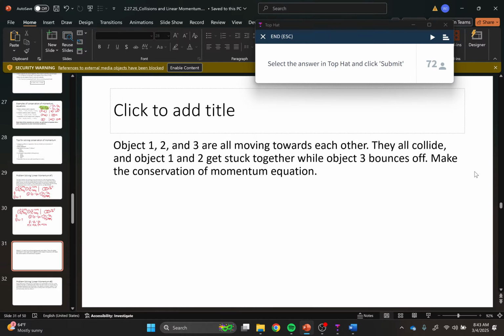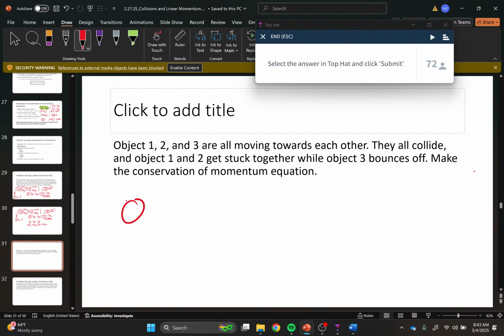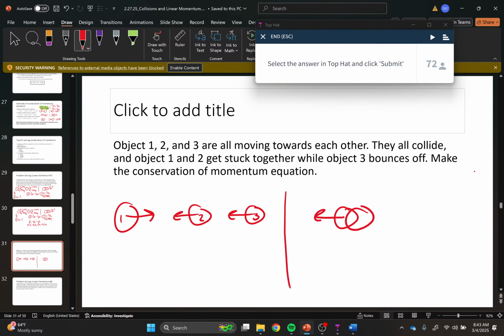All right, I'm very, very pleased to see that you all have these skills. So yeah, you got object 1 coming in hot. Look, I'm going to even be kind, and I'm going to make it all just in the x direction. Otherwise, it'd be vectors. Object 1, object 2, object 3. That's the beginning, and then at the end, great. There's object 1 and object 2. They're stuck together, and object 3 is zooming its way over here.